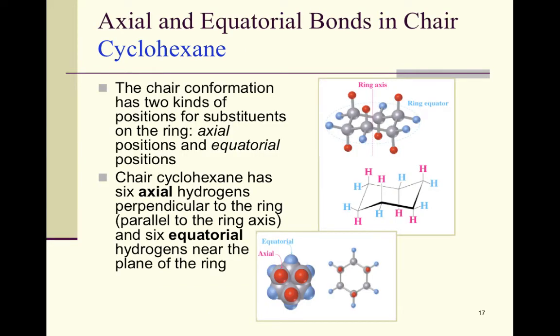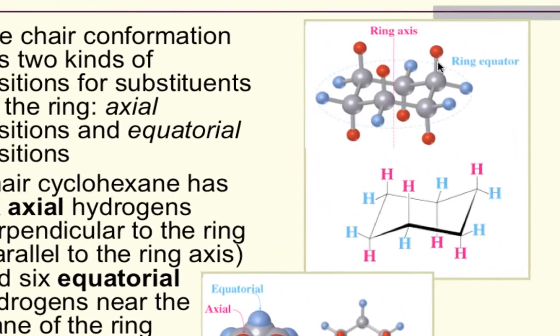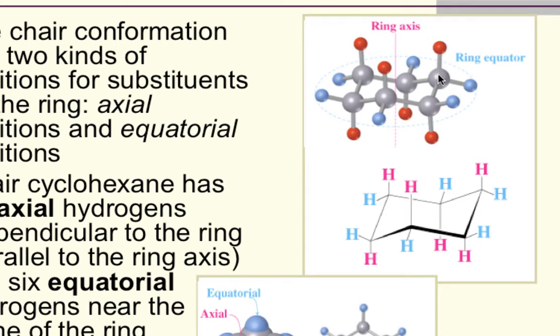In the chair conformation of cyclohexane, we have what's known as axial and equatorial bonds. Axial bonds would be the bonds coming straight up from the top carbon here. Do you see the one in red? This is axial. It's coming straight up. Again, this is much easier to understand if you have the model with this.